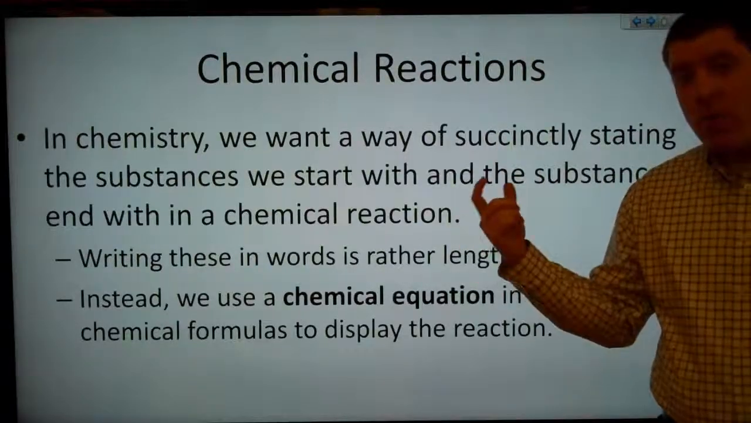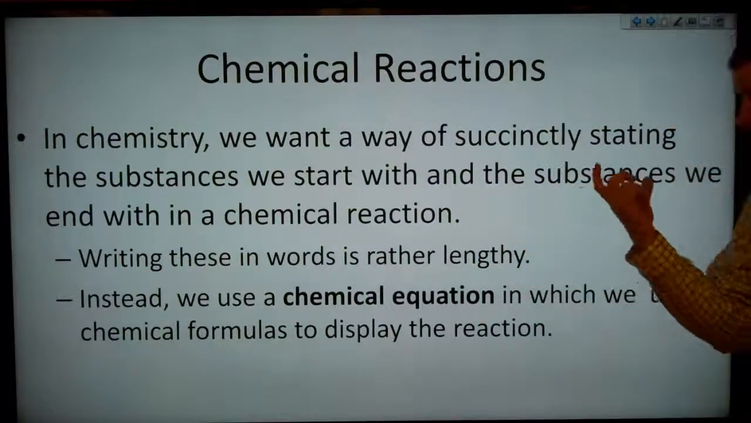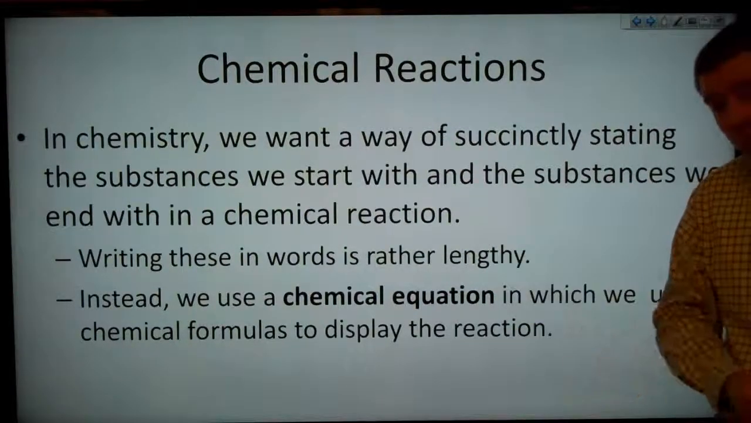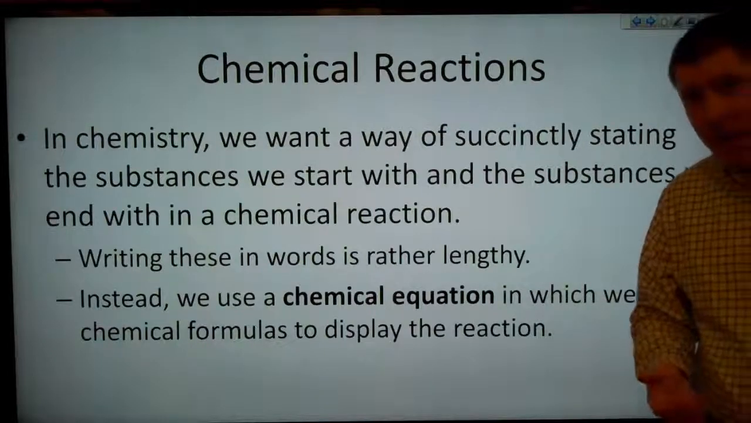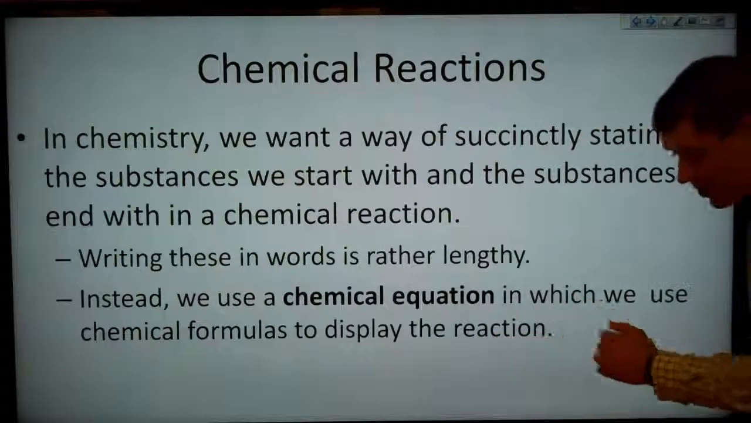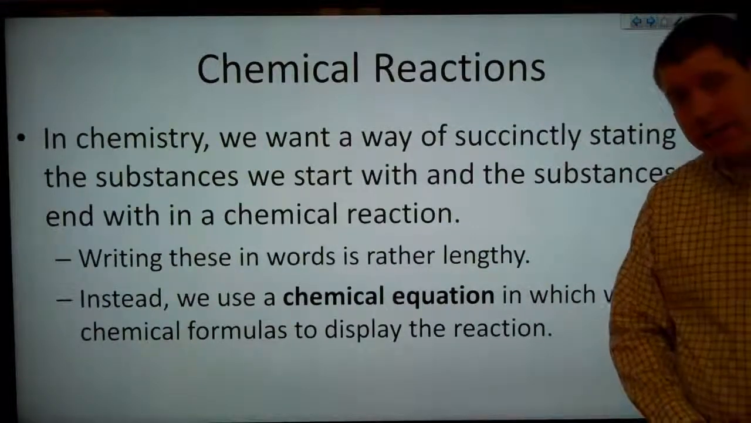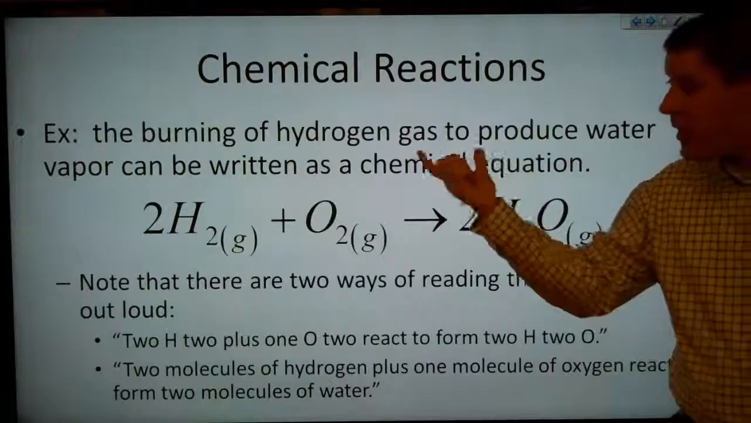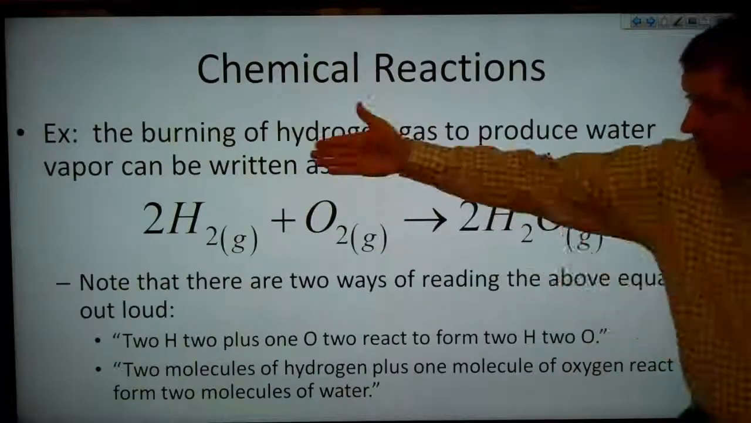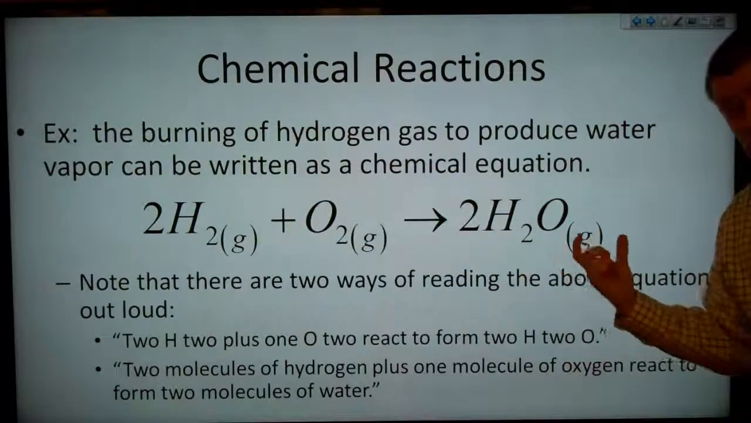So in chemistry, we want a way of succinctly stating the substances that we start with and the substances that we end with in a chemical reaction. Now, writing these in words is fairly lengthy, and we want a shorthand way of writing these down. So instead, we use what's called a chemical equation, in which we use the chemical formulas to display what the reaction is. For example, for our burning of hydrogen gas to produce water vapor, we can write the chemical equation like this. So we have 2H2 gas plus O2 gas yields 2H2O gas.